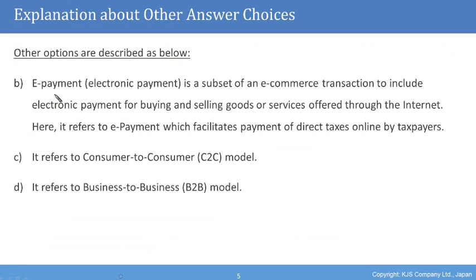Option B, an e-payment or electronic payment, is a subset of an e-commerce transaction to include electronic payment for buying and selling goods or services offered through the Internet. Here, it refers to e-payment, which facilitates payment of direct taxes online by taxpayers. C refers to the consumer-to-consumer model, and D refers to the business-to-business model.